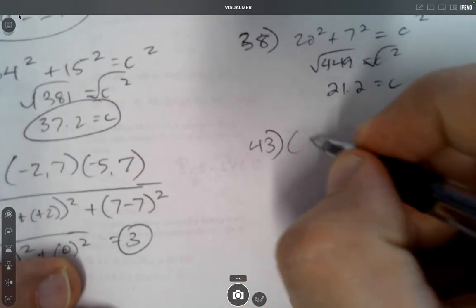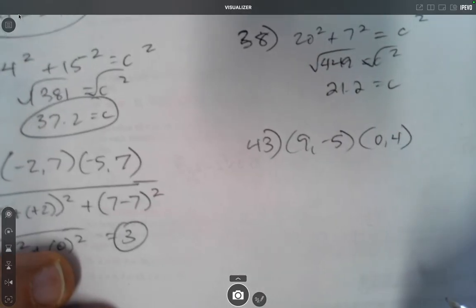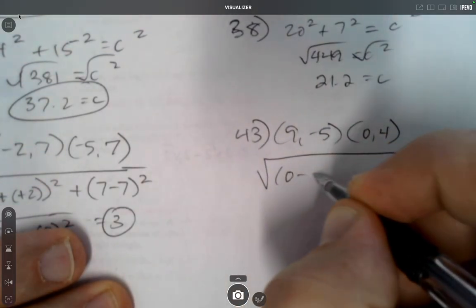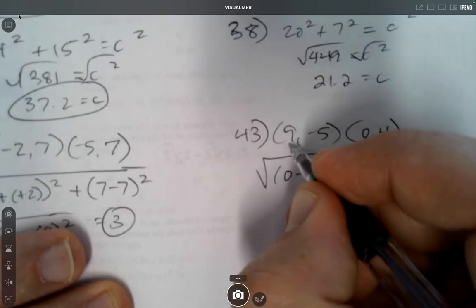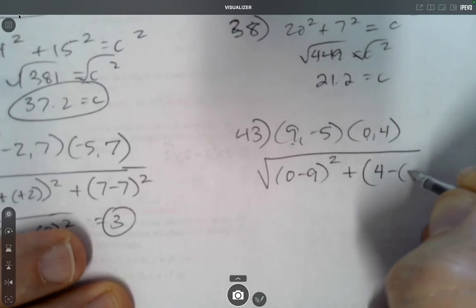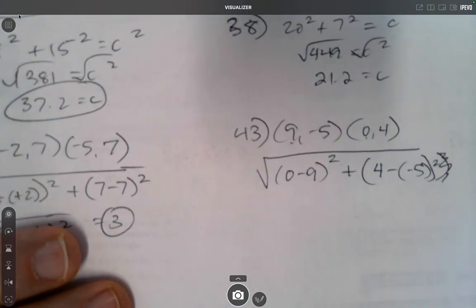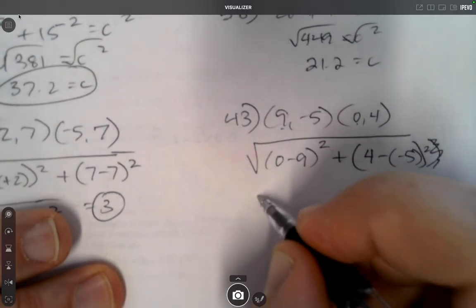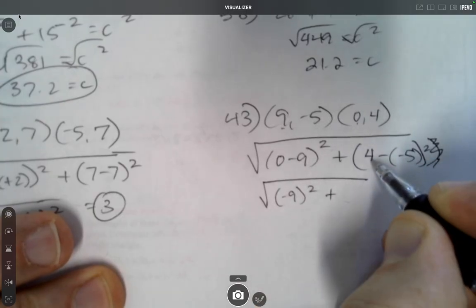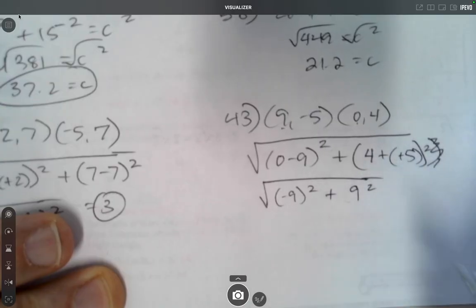43, we have 9, -5, and 0, 4. So we do a big old square root. We subtract the x's, so I get 0 minus 9, because that's an x and that's an x, squared, plus 4 minus -5 squared. Oops, sorry, squared should go right there. 0 minus 9 is -9. Minus a negative, same as plus a positive, so 4 plus 5 is +9 squared.